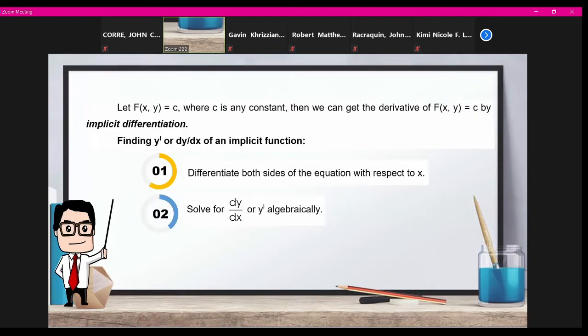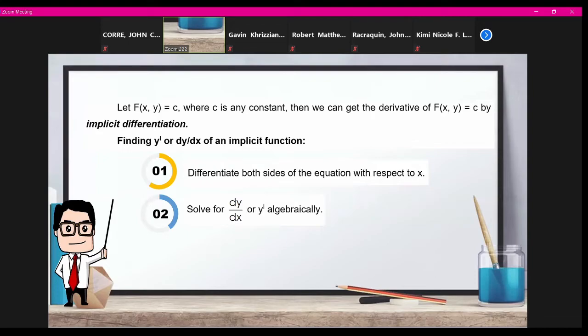Okay. So, ano bang implicit differentiation? Let function of x comma y equal c, where c is a constant, then we can get the derivative of the function of x comma y equals c by implicit differentiation.